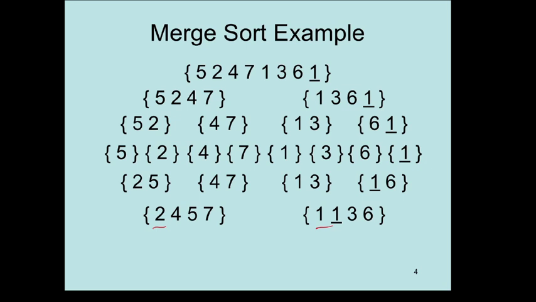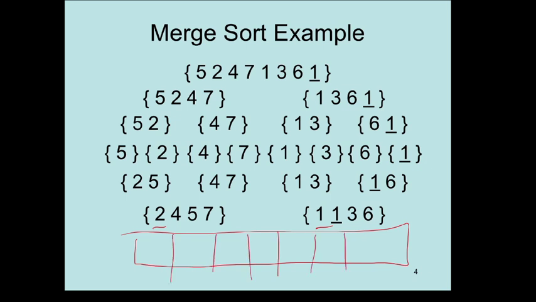Well, let's swap them. So I put the 1, remember, this is really just one big sorted region. So right now I've got 2, 4, 5, 7, 1, 1, 3, 6. And I say, okay, let's swap the 1 and the 2. Okay, let's do that. 1 goes here, 2 goes here.